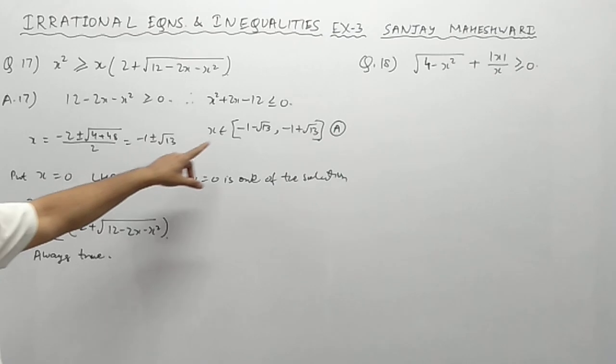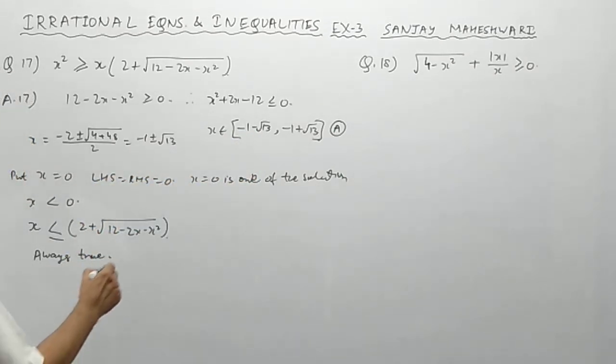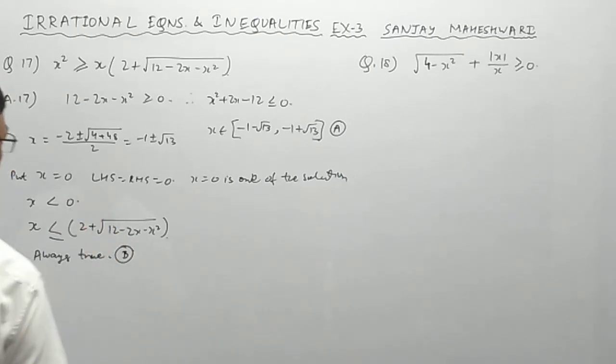So if x is less than 0, let us call it B. There is a solution: x belongs to minus 1 minus root 13 to 0, closed. Now let us check what will happen if we move on to x greater than 0.